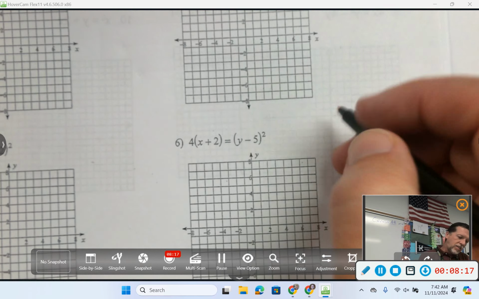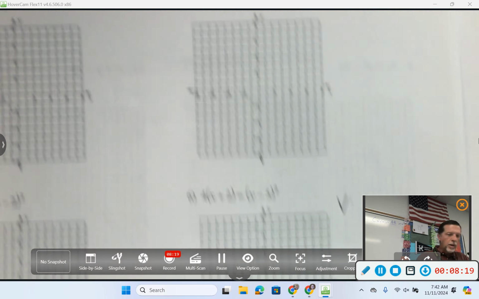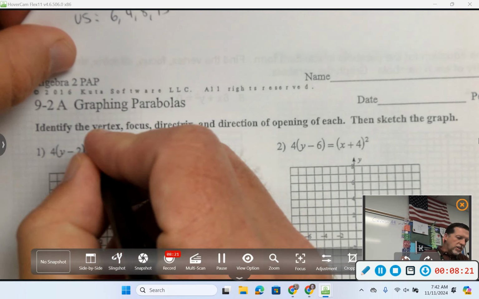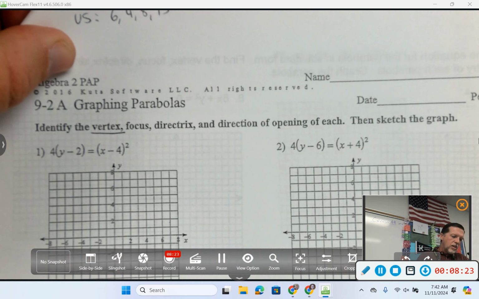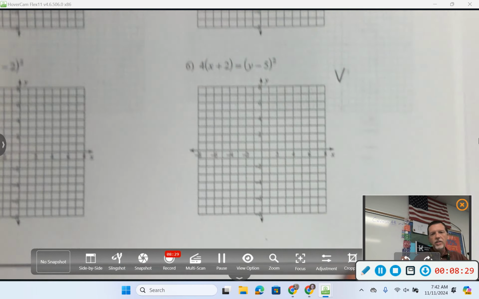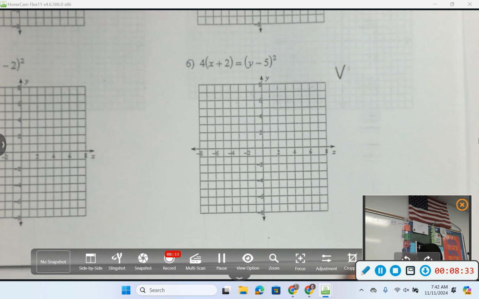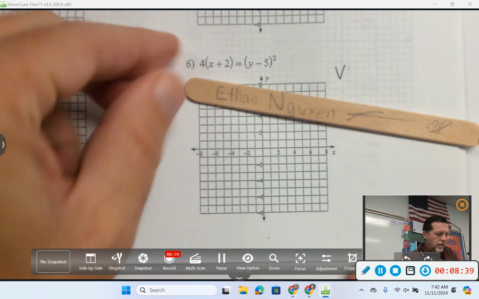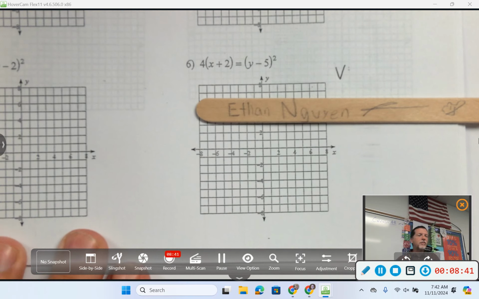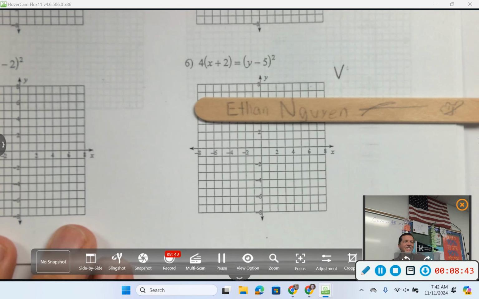Number 6. You know, maybe we should read the directions first. Identify the vertex, focus, directrix, and direction of each graph, and then graph. Okay. So yeah, start with the vertex. So even though it's our very first one, I feel confident in jumping the popsicle sticks because I bet Ethan can tell us the vertex of number 6.